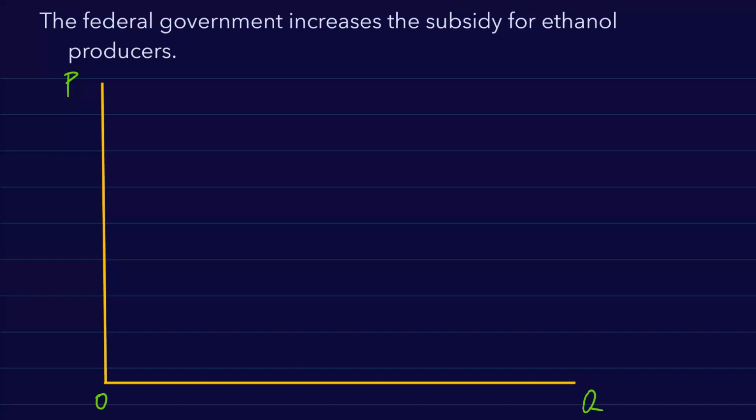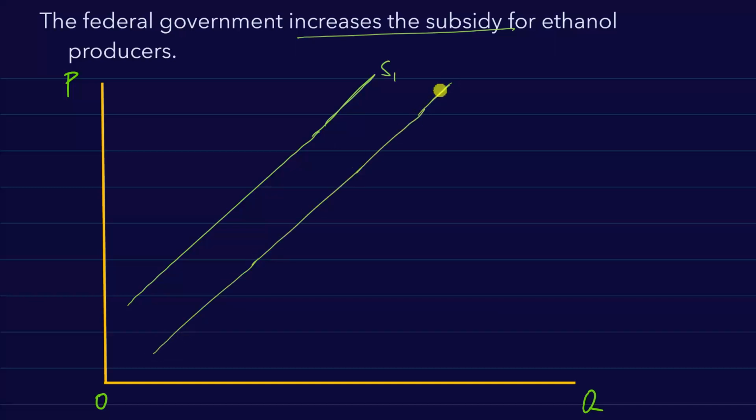Okay, and last, the federal government increases the subsidy for ethanol producers. All right, so an increase to the subsidy means that at every price or every possible price, producers will be willing and able to supply a greater quantity of ethanol. So therefore, supply increases.